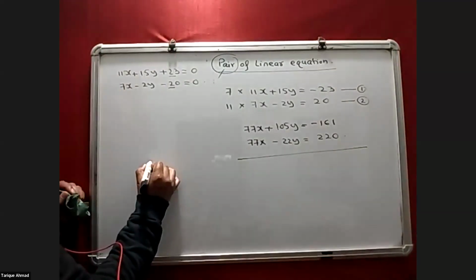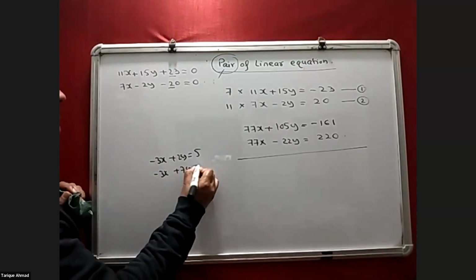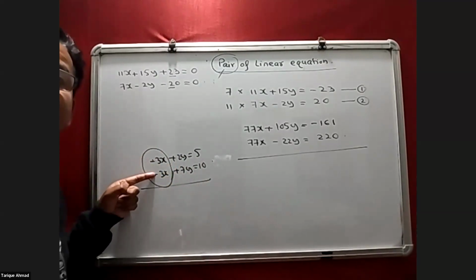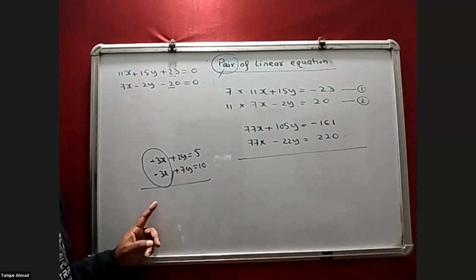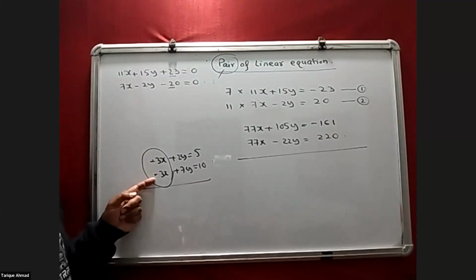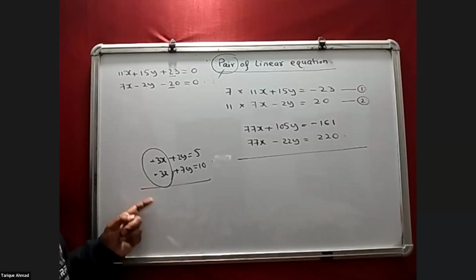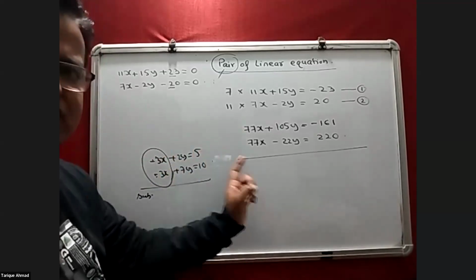Suppose, for example, minus 3x plus 2y equals to 5, and minus 3x plus 7y equals to 10. See, here signs of equated coefficients are same, right? So we should go for subtraction. What should we do here? If signs are same, then what is the rule? Yeah, correct. Subtraction. If signs are same, we should go for subtraction.